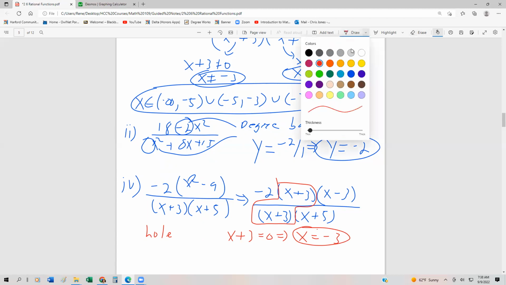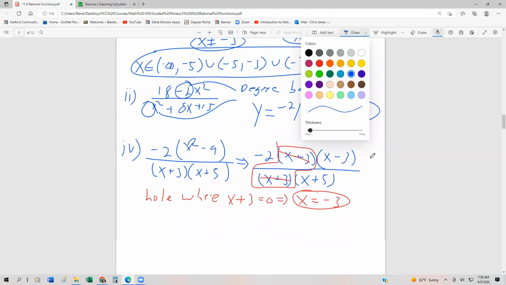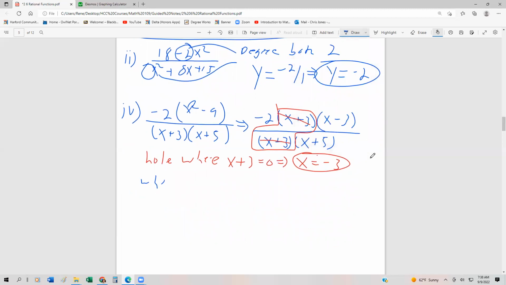However, to find the y coordinate, we have to substitute. When we cancel this out, we're going to cancel these. And to find the y coordinate, we're going to substitute the -3 back in. So when x equals -3, then we get -2 times (-3 minus 3) divided by (-3 plus 5). And so the numerator is just going to turn into -2 times -6, or that's going to be +12, excuse me.